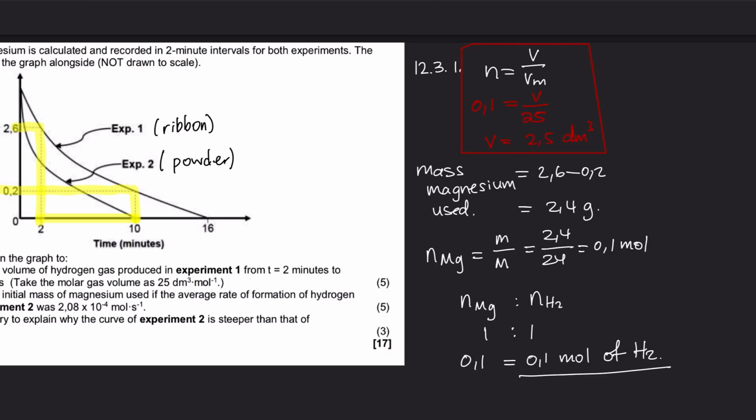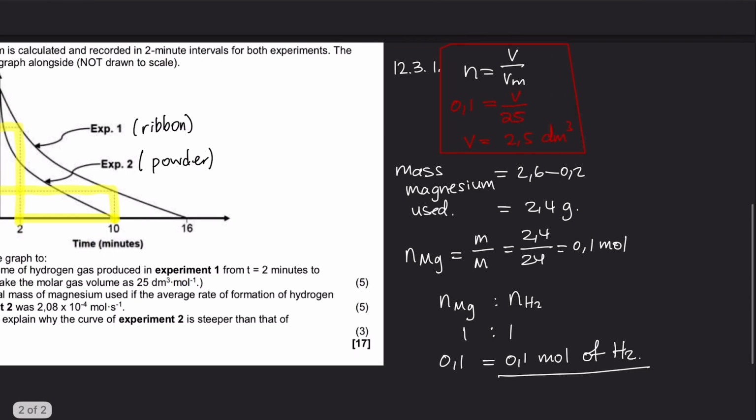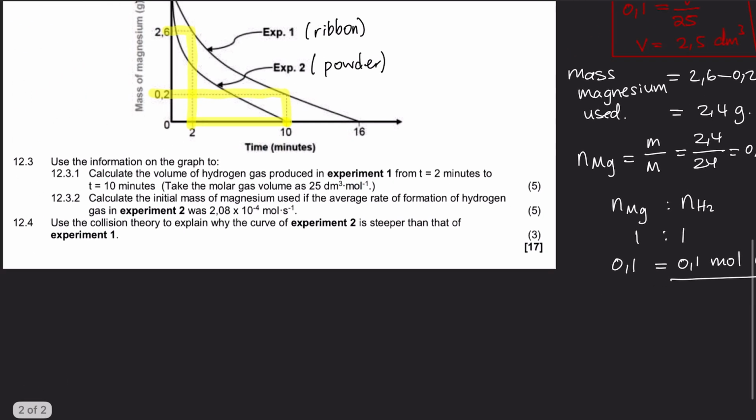and we're done. So the basic steps that we followed again was we calculated the mass of magnesium, then number of moles, then mole ratio. And then lastly, we calculated the volume. All right, let's move on.